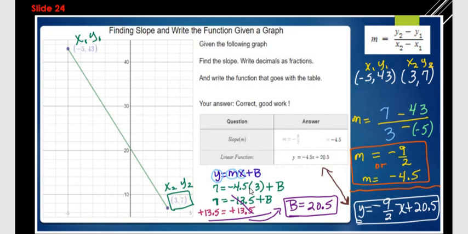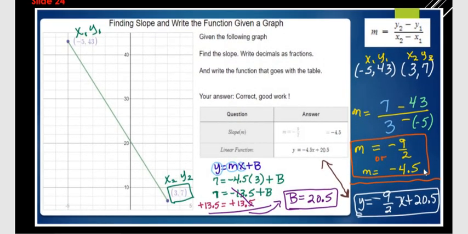And my b, we're going to write it down. When I multiply negative 4.5 times 3, I come up with negative 13.5. Now, use the inverse operation of subtraction, which is addition. We're going to add 13.5 to each side, and this cancels out, and now my b is 20.5. Write this as a linear function, so y equals. Now I could write negative 9/2 right here, or I could put negative 4.5. It doesn't matter. Then put your x plus your y-intercept, and you come up with 20.5.